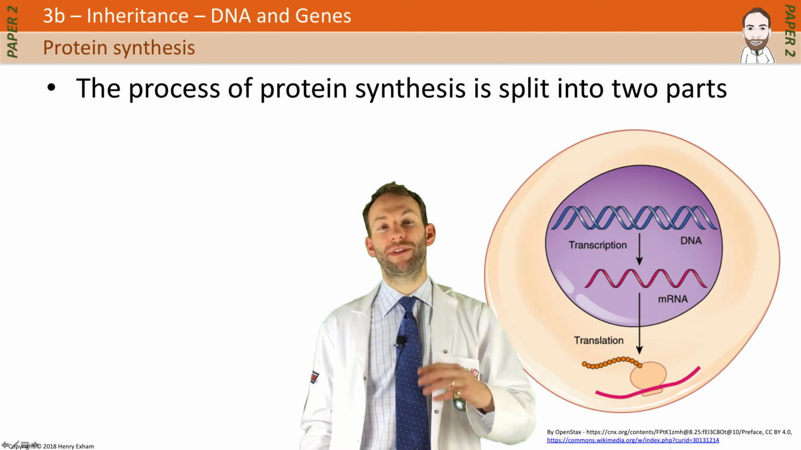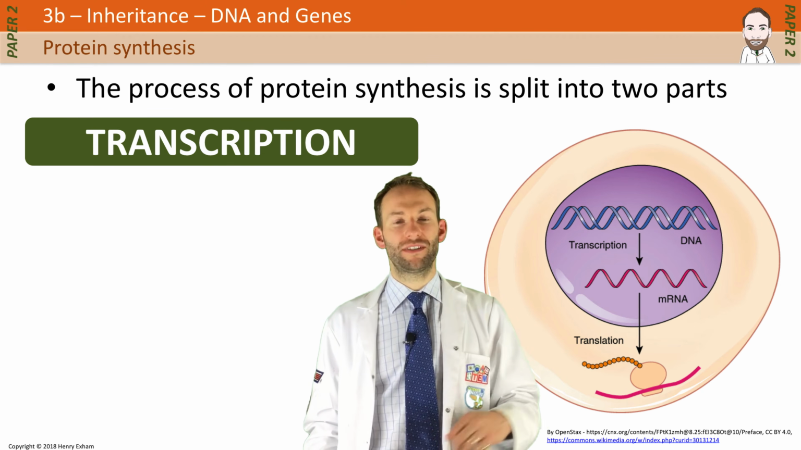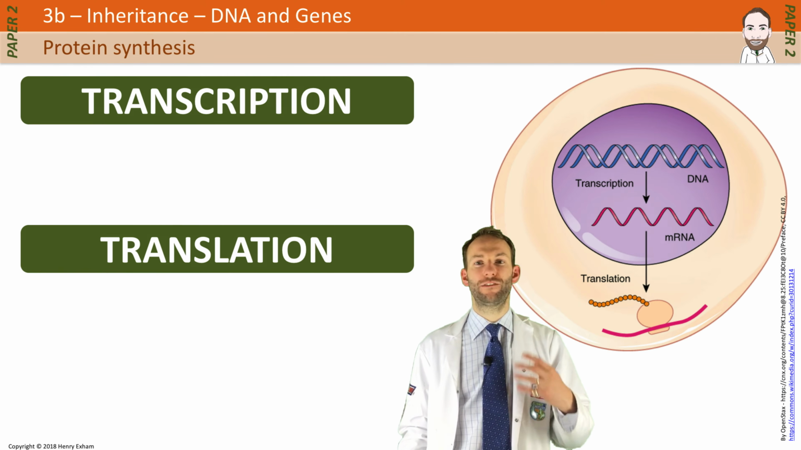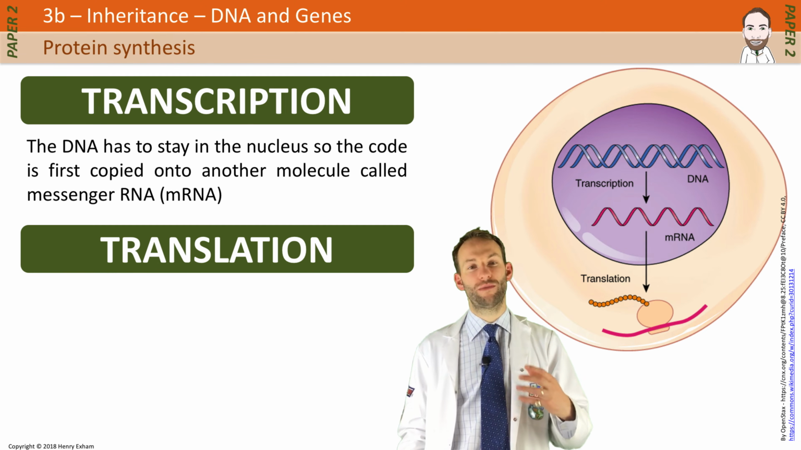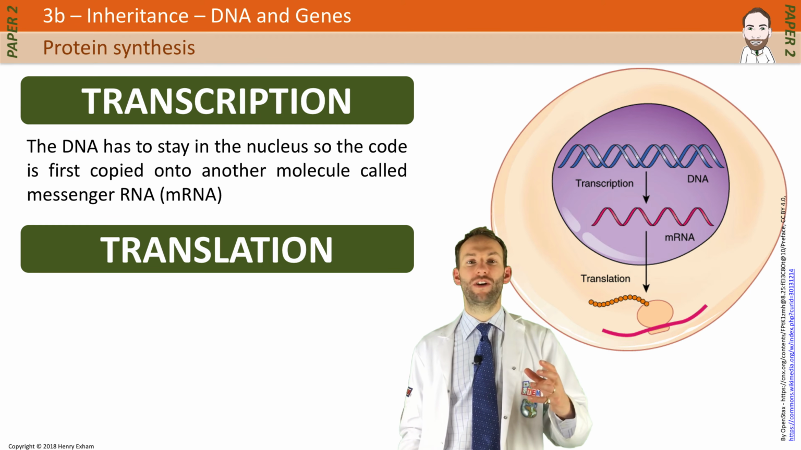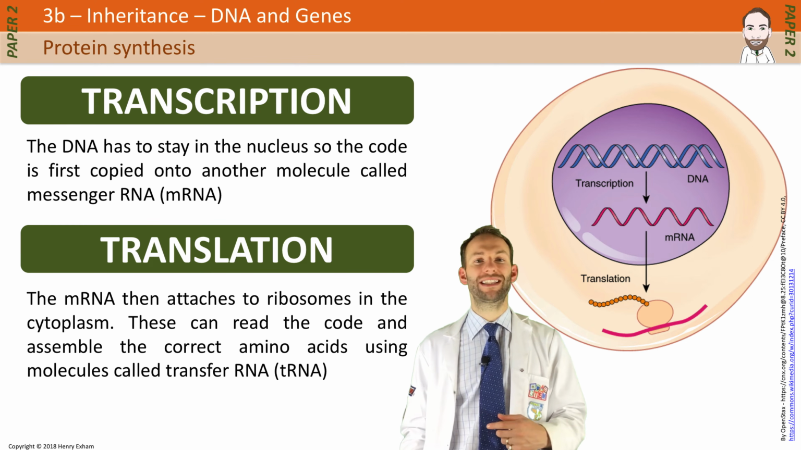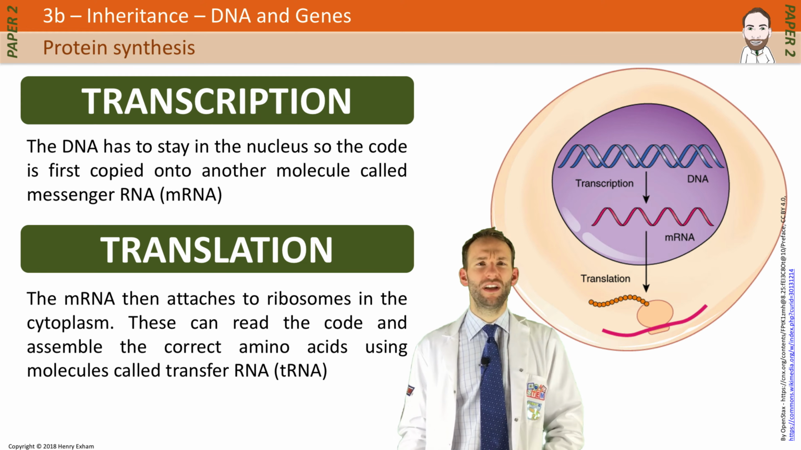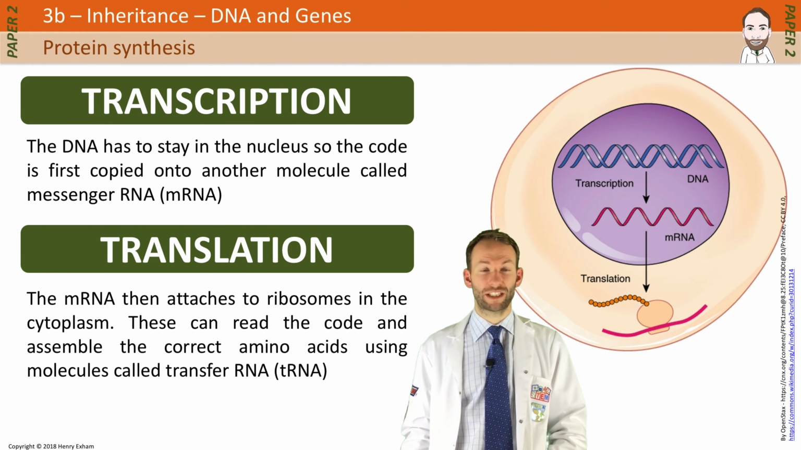So it's actually split up into two stages, one called transcription and one called translation. So let's really delve down now into the detail. Transcription is the first part. It's where you take your DNA and you copy that code onto a molecule called messenger RNA. Translation is then when that messenger RNA code is translated into the amino acids that we want using some molecules called transfer RNA molecules. So I just mentioned two types of RNA there, messenger RNA and transfer RNA.